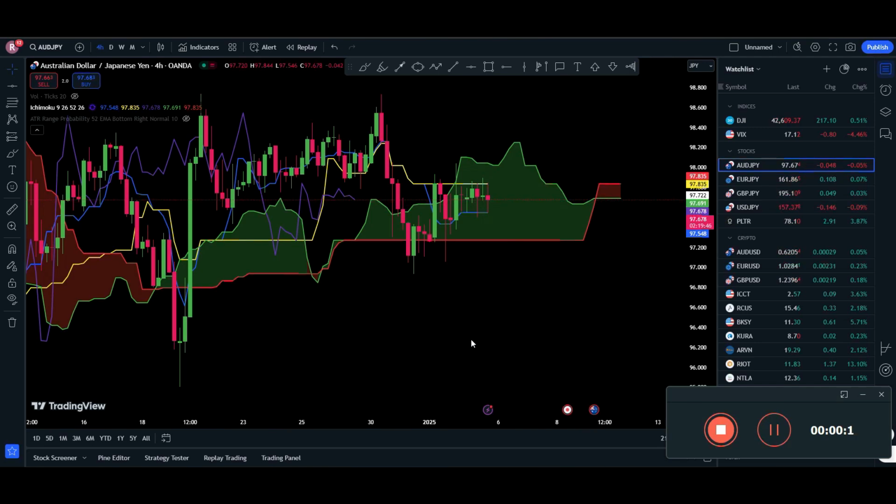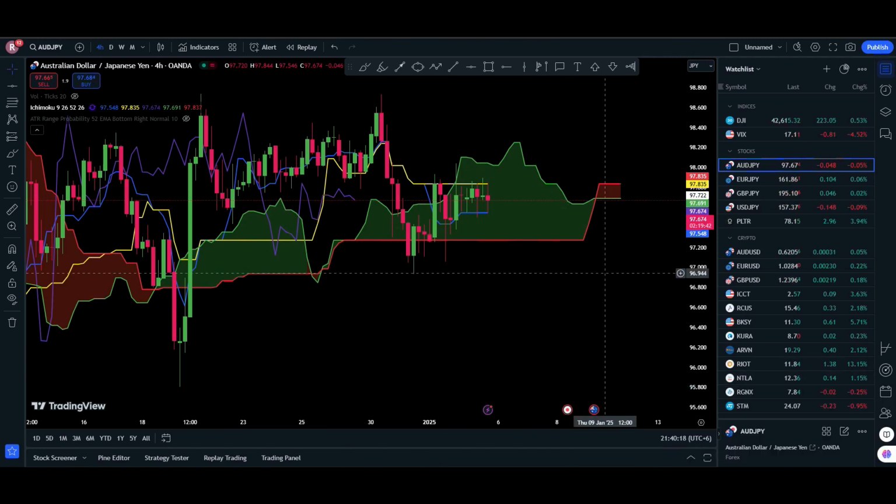This is the second part of the Ichimoku Cloud episode or series, whatever you say. In the first part I explained how the Ichimoku works and what things we should consider, especially the trading mindset, what the Ichimoku Cloud means and how to use it, and the primary rules of engagement.